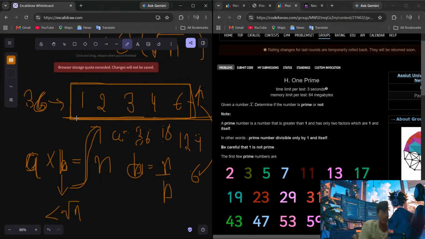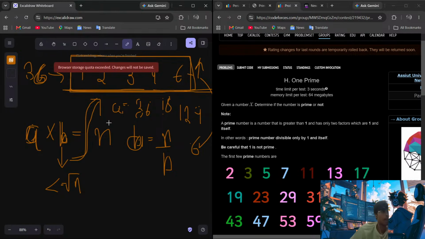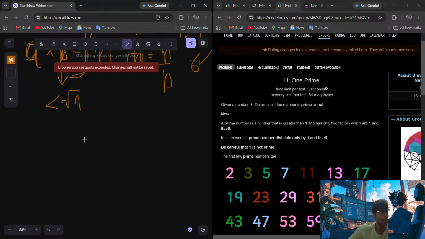So this is one of the things. Now, can we optimize it further? We know that if I want to know whether a particular number is prime or not, I have to check till under root n. But can I optimize it on the CPU level, not on the time complexity level, but on the CPU level? Let's try.